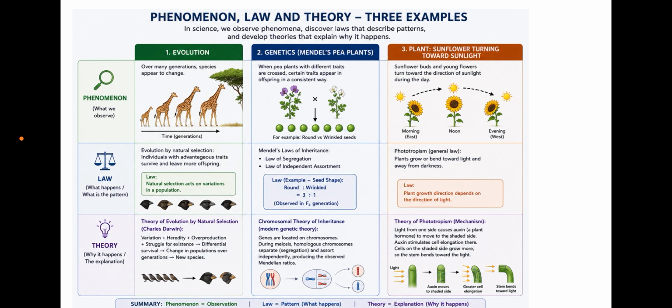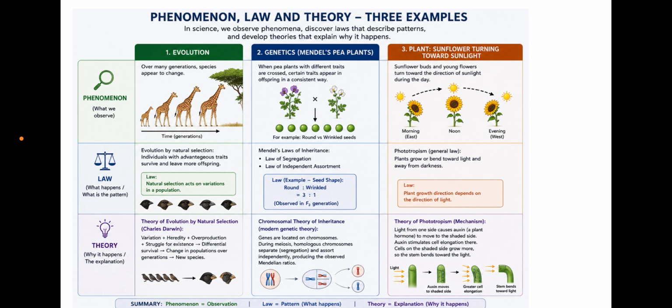For example, phototropism is a law. From this, the theory of phototropism has come, which explains the involvement of plant hormones and also the involvement of cell growth. When it comes to the law of dominance, the chromosomal theory explains that alleles are present for every character, and these alleles regulate the traits. That is explained by the theory of chromosomal inheritance.